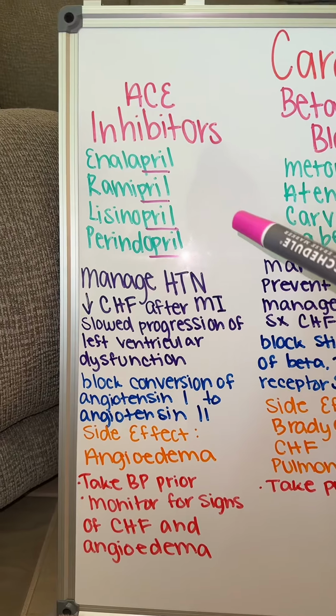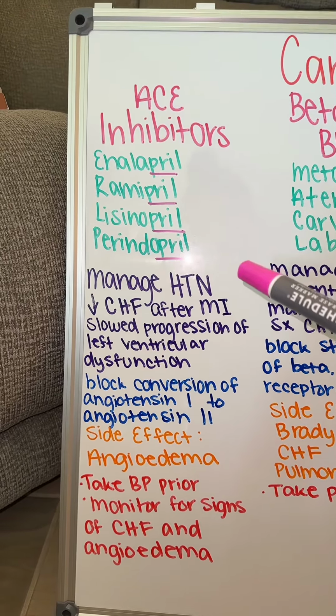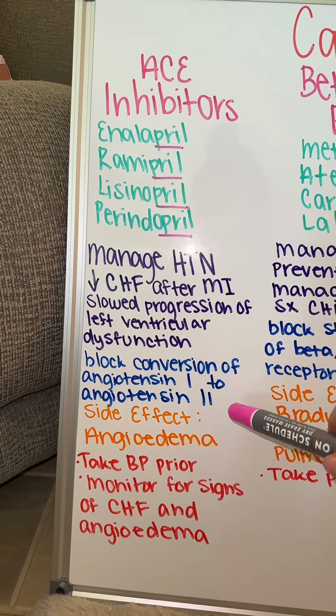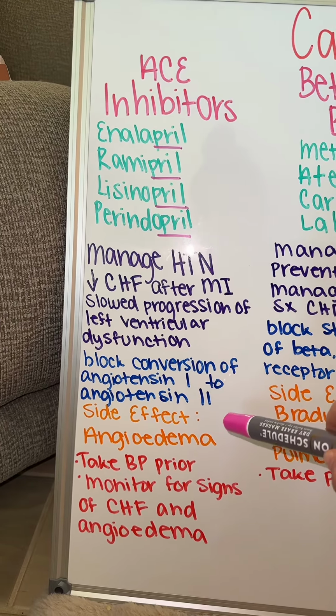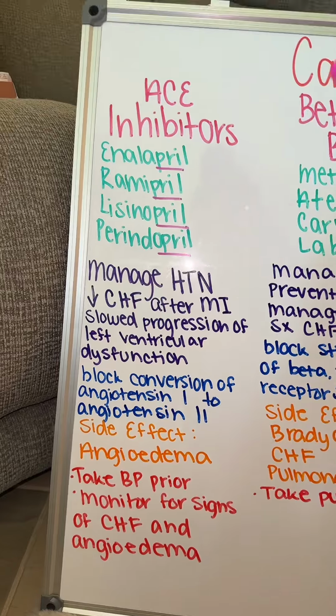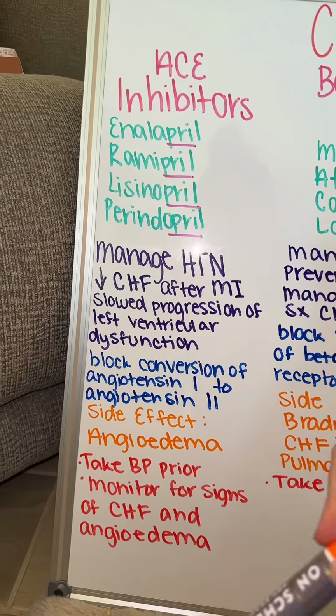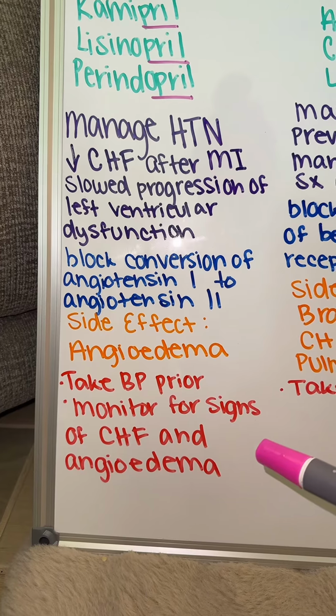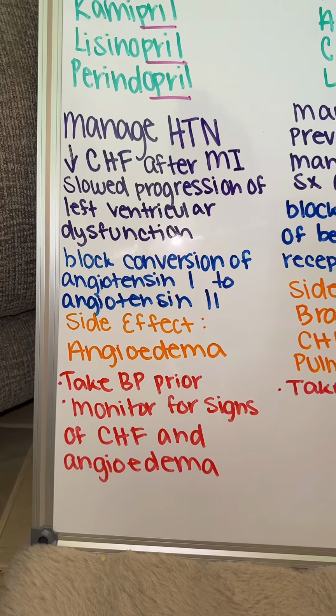Essentially, the ACE inhibitors do not affect heart rate, but they do affect blood pressure. They manage hypertension and block the conversion of angiotensin 1 to angiotensin 2, hence ACE inhibitor. The biggest side effect with the -prils is angioedema. And of course, always take blood pressure prior and monitor for signs of that angioedema.